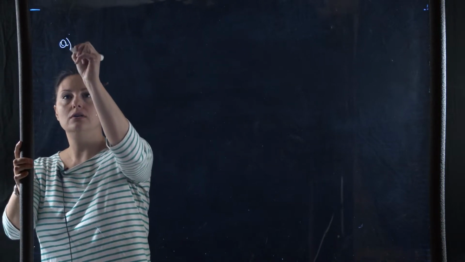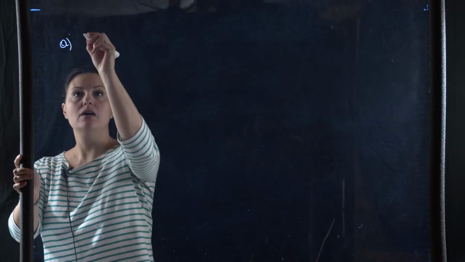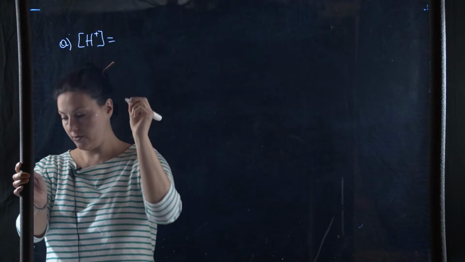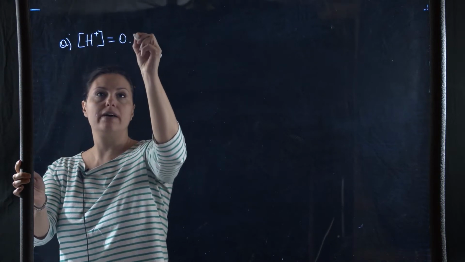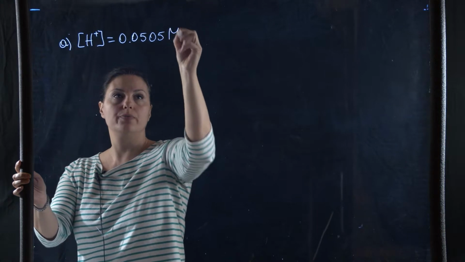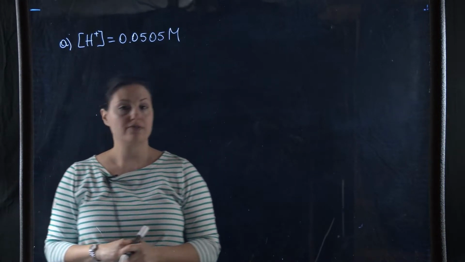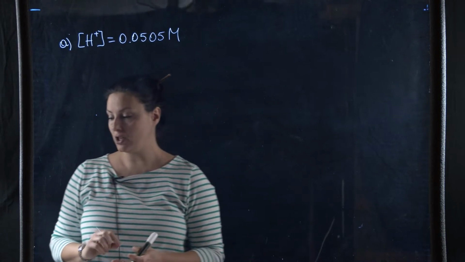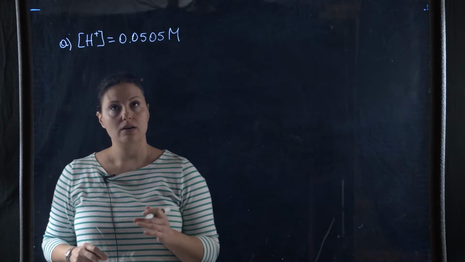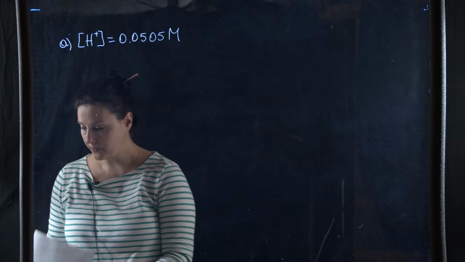The first, A, says we have an H plus concentration of 0.0505 molar. And we are asked first to calculate the OH concentration and then to indicate whether it is acidic, basic, or neutral.